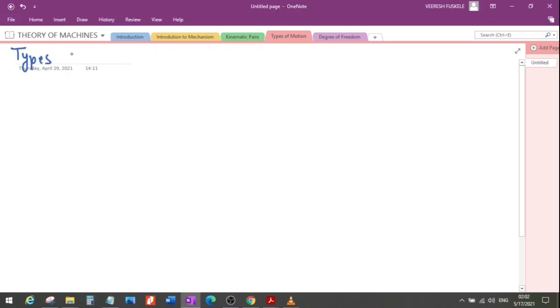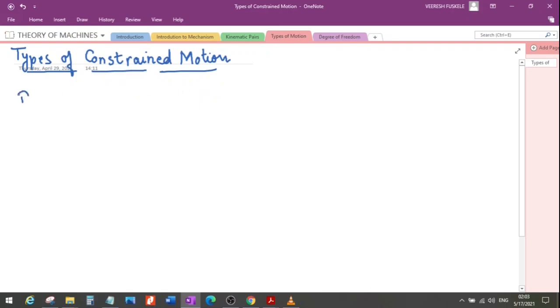So types of constraint motion. Basically we have three types of constraint motion. The first one is completely constrained motion.